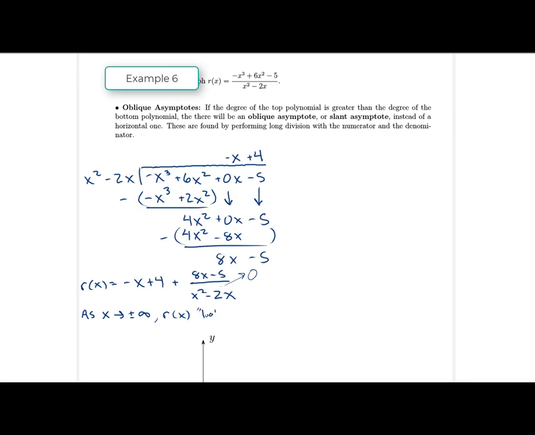Then what we say is r of x looks like this part right here that's just left over. It looks like y equals -x plus 4. Okay, so what is happening here is that this answer, this quotient that we got, is taking the place of our horizontal asymptote. Because it has a variable in it, though, it's not horizontal. It's what we'd call a slant asymptote, or sometimes you hear it referred to as an oblique asymptote.